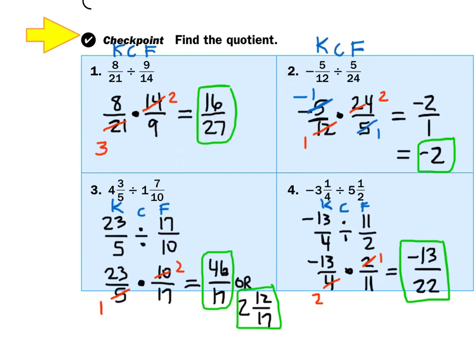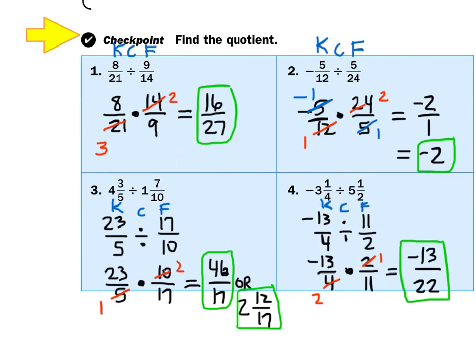Okay, take a look at number 2. Negative 5 over 12 divided by 5 over 24. So they're simple fractions, so just write keep, change, flip. Keep the first fraction the same and let the negative float up to the 5. So I have negative 5 over 12, change division to multiplication, and flip that second fraction. So it's 24 over 5.